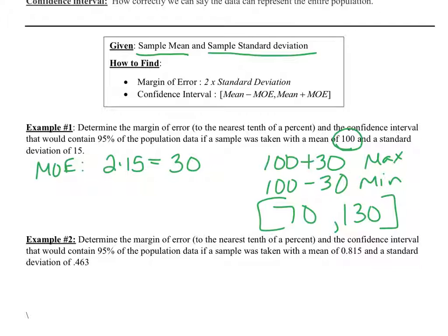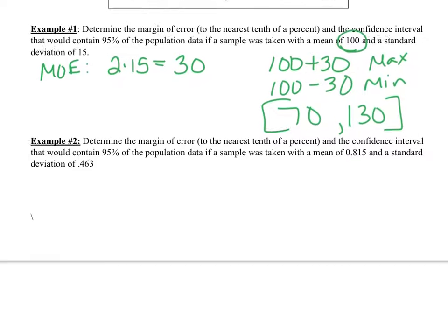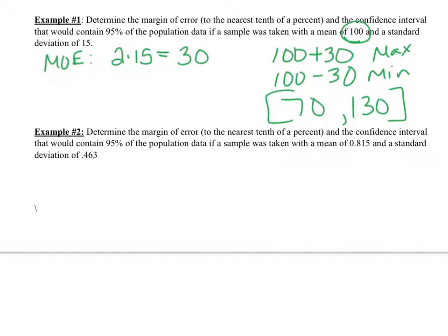And that's just taking it so that we can see how this projects to an entire population instead of actually taking the sample from the entire population, which would be impossible. So that's what statistics are for. So same deal with this one. We have a standard deviation of 0.463. So what we have to do is multiply that by 2.